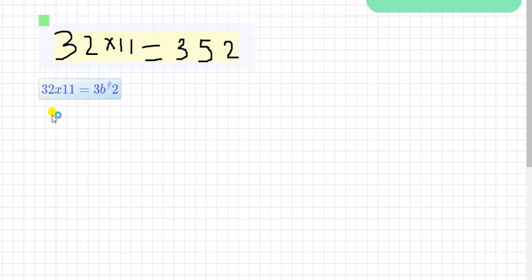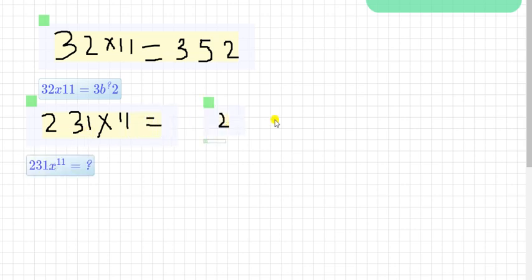Now next I am going to take one more number, 231. When 231 is multiplied with 11, we write the last digit 1 first. Then we add 1 plus 3, which is 4. Then leaving one number, we add 3 plus 2, which is 5. So 231 into 11 is 2541.